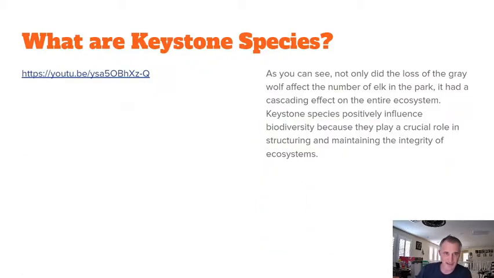So we can see this huge cascade of events, right? As you can see, not only did the loss of the gray wolf affect the number of elk in the park, it had a cascading effect over the entire ecosystem. Keystone species positively influence biodiversity because they play a crucial role in structuring and maintaining the integrity of the ecosystem. So this is that video, and I really highly encourage you to watch it. It's like a 5-minute video, and it talks about how the wolves were reintroduced into Yellowstone and what effect it had on the overall ecosystem.